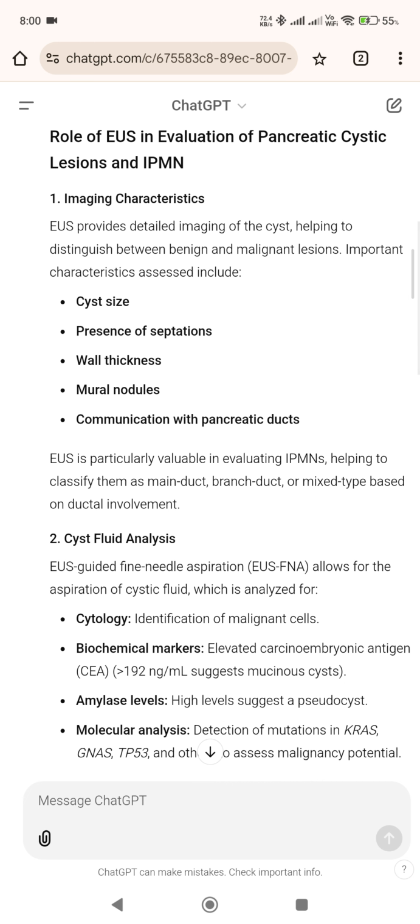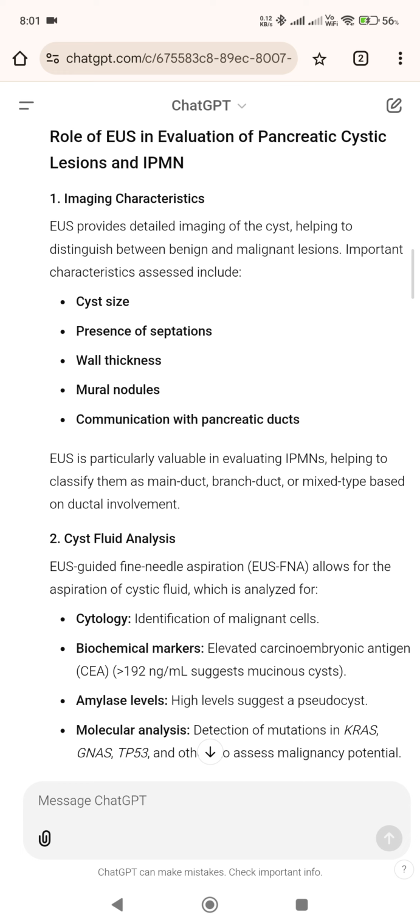Role of EUS in evaluation of pancreatic cystic lesions and IPMN. 1. Imaging characteristics. EUS provides detailed imaging of the cyst, helping to distinguish between benign and malignant lesions. Important characteristics assessed include cyst size, presence of septations, wall thickness, mural nodules, communication with pancreatic ducts. EUS is particularly valuable in evaluating IPMNs, helping to classify them as main duct, branch duct, or mixed type based on ductal involvement.